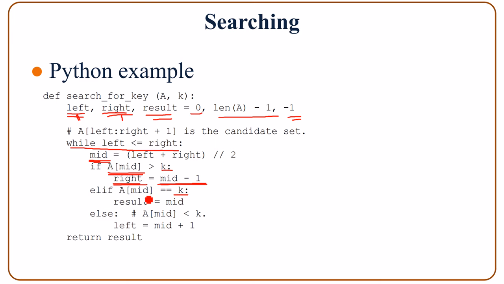If k is actually equal to the value of the mid element, then return the index of the mid element into result. And if k is actually greater than the mid element, then k is actually in the second half of the array, and we need to adjust the left index to the index of the element just after the mid element.